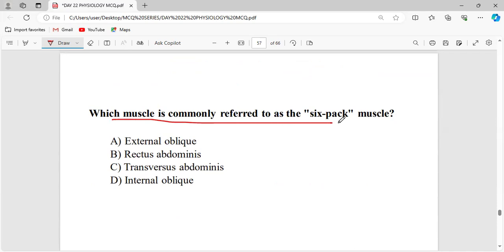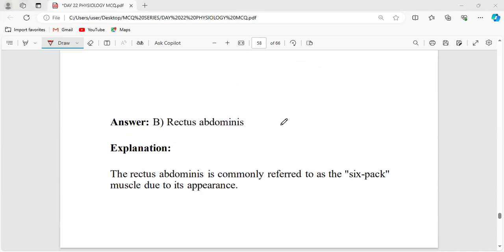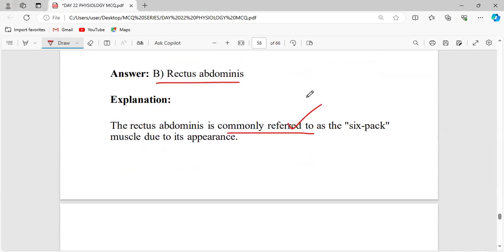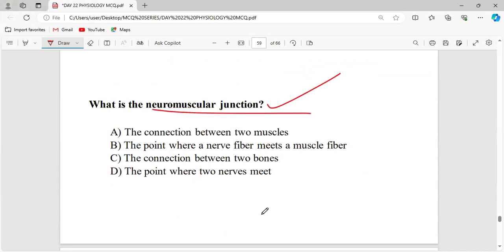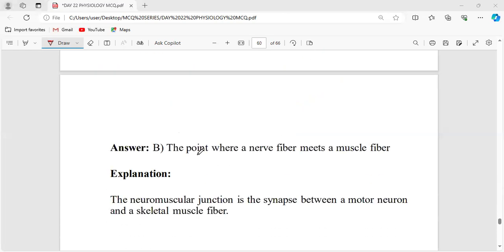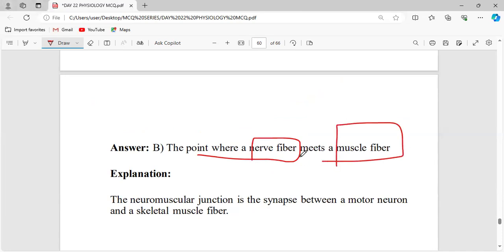Which muscle is commonly referred to as the six-pack muscle? And this is the muscle, it is rectus abdominis. It is the muscle commonly referred to as the six-pack muscle. And what is a neuromuscular junction? The connection between two muscles, the point where a nerve fiber meets a muscle fiber, the connection between two bones, the point where two nerves meet. That will be the point where the nerve fiber meets the muscle fiber. Very good.